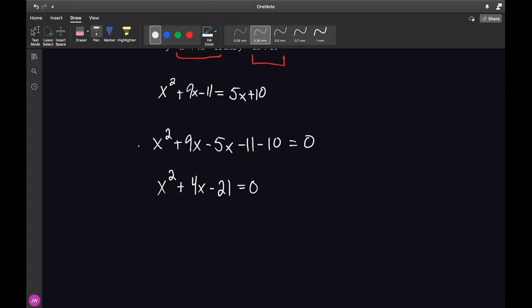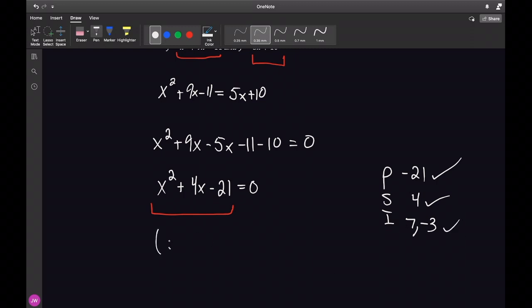So now we can see that we have a quadratic function in standard form here that I could factor. So I'm going to factor this. Product is always the product of a times c. So 1 times negative 21 is negative 21, and the sum is positive 4. So I need to think of two numbers that multiply to negative 21 but add to positive 4. So that would be 7 and negative 3. 7 times negative 3 is negative 21, and 7 plus negative 3 is positive 4. So we're good to go here. So it's going to be (x + 7)(x - 3) equal to 0.